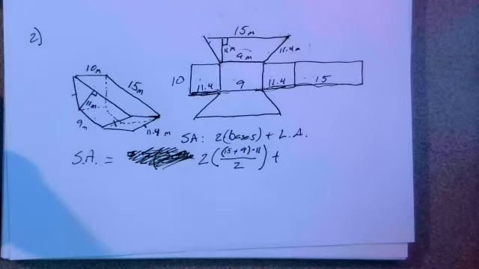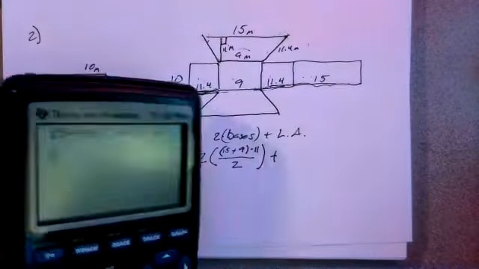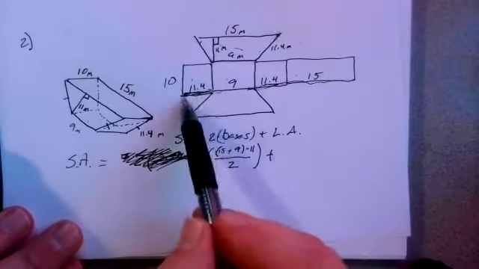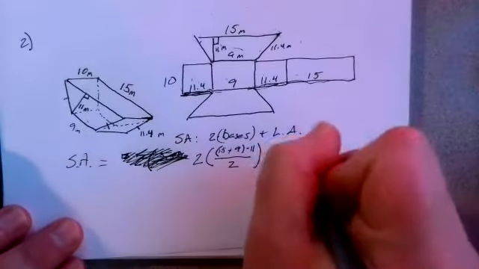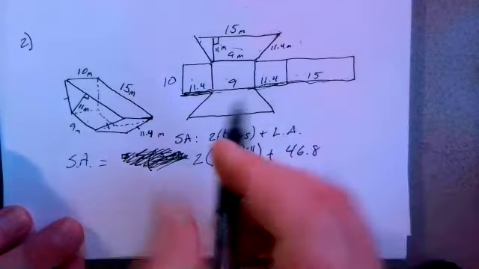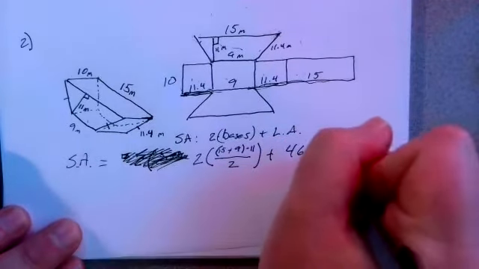And when I add those up, 15 plus 9 plus 11.4 plus 11.4, 1, 2, 3, 4. Okay. All right, so when I add all those up, I get 46.8. So length of 46.8, width of 10.